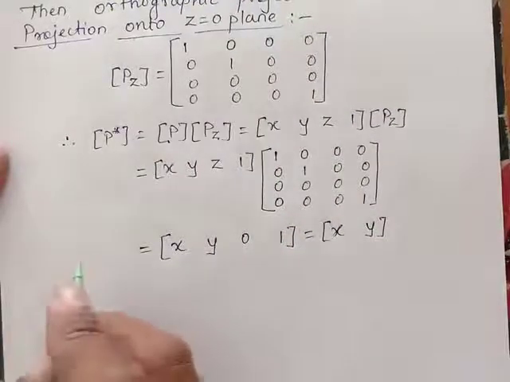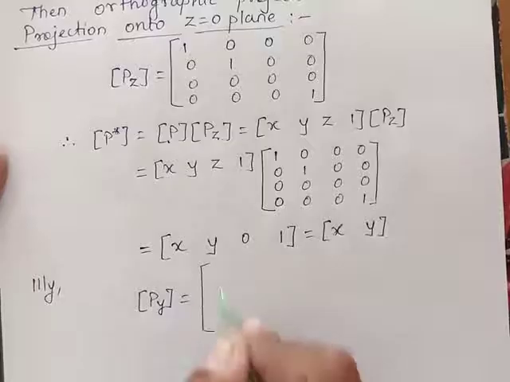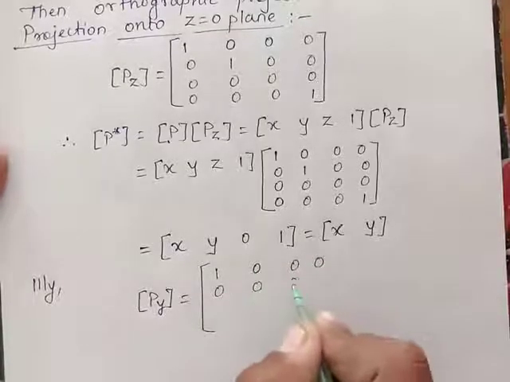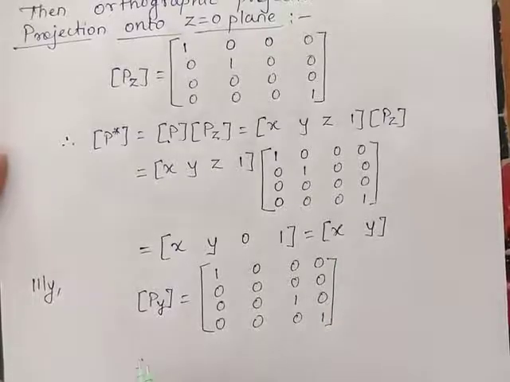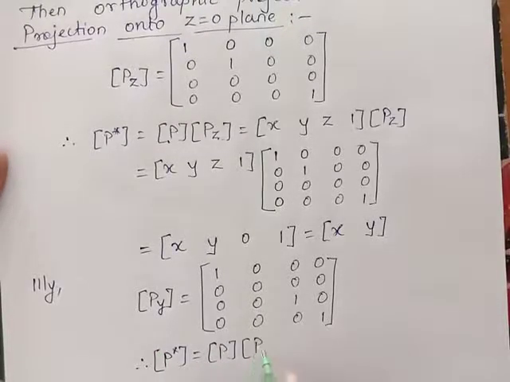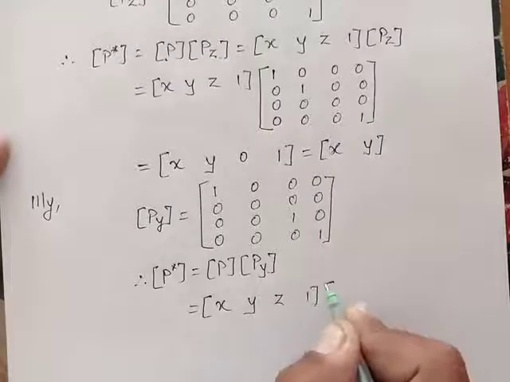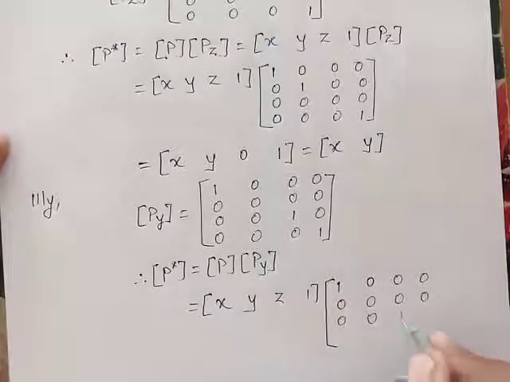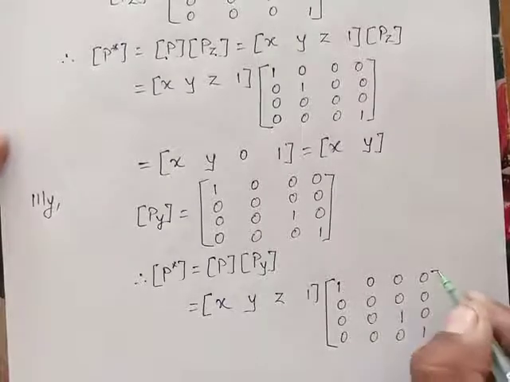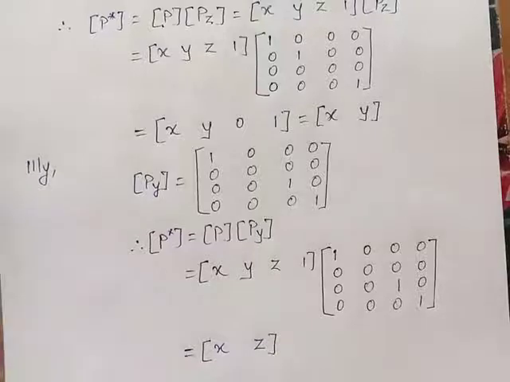Similarly, what is the projection on the xz plane? For that, the matrix Py is: 1 0 0 0, 0 0 0 0, 0 0 1 0, 0 0 0 1. If Py is operated on P, we get a point in the xz plane. P into Py: P is x, y, z, 1, and Py is this matrix. That gives us a point in the xz plane.